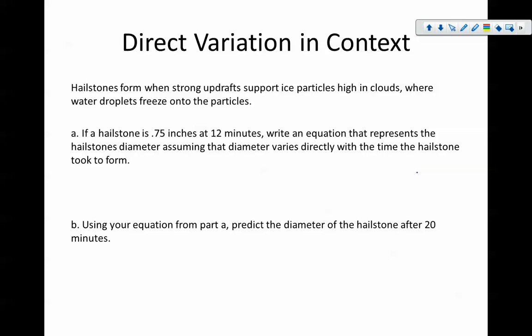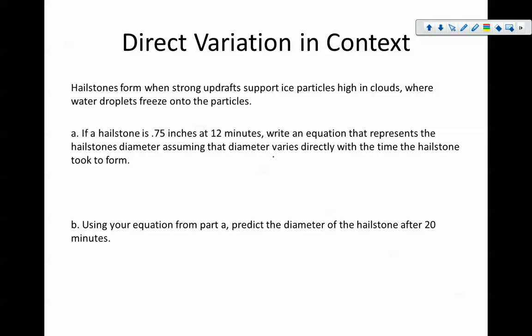So hailstones form when strong updrafts support ice particles high in the clouds, where water droplets freeze onto the particles. Okay, so we're talking about hailstones. Question: if a hailstone is 7.5 inches at 12 minutes, write an equation that represents the hailstone's diameter, assuming the diameter varies directly with the time the hailstone took to form.